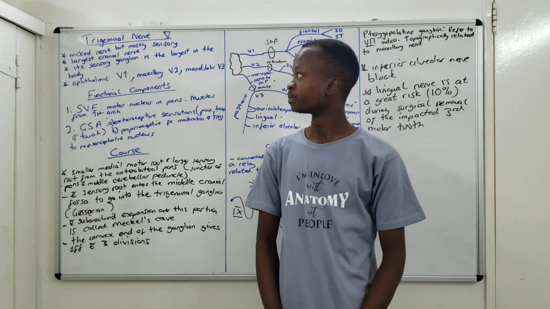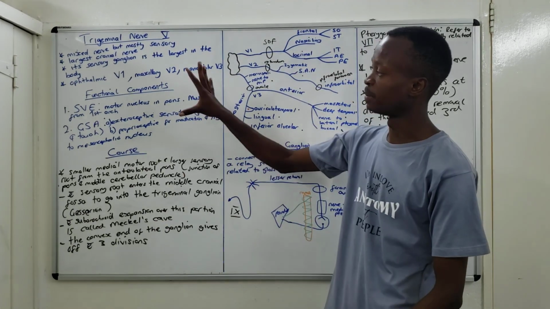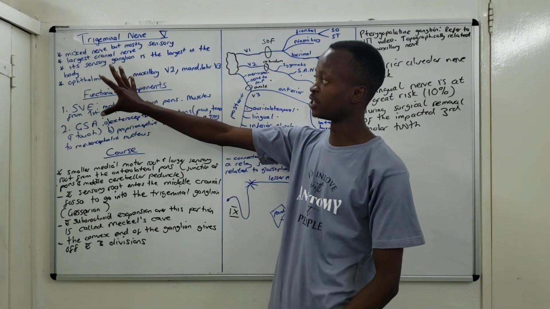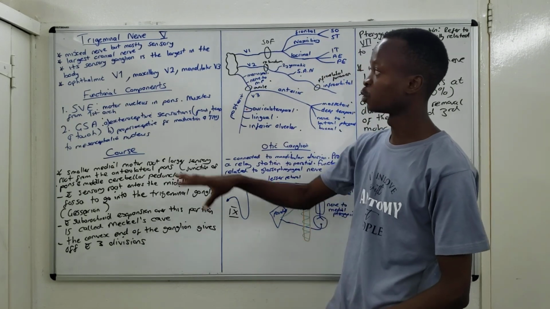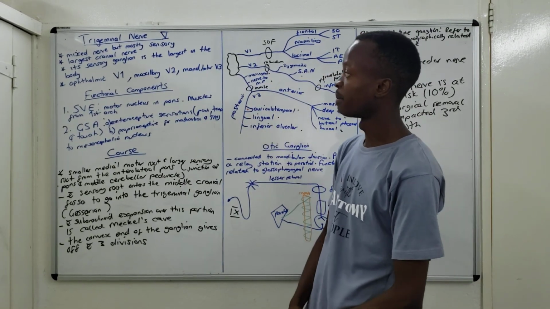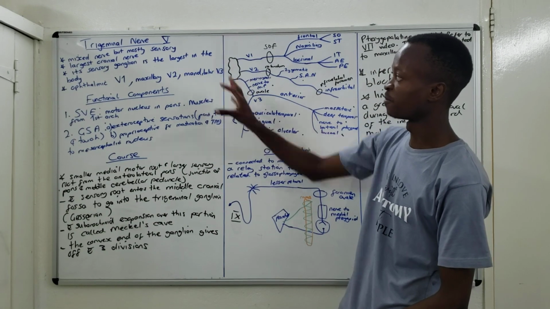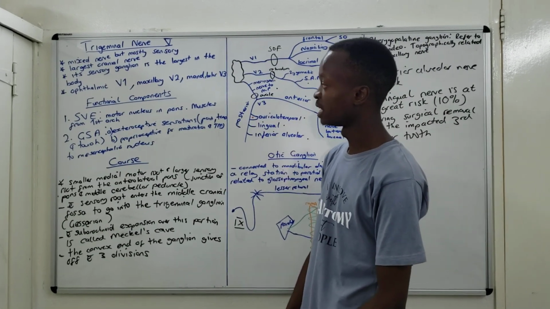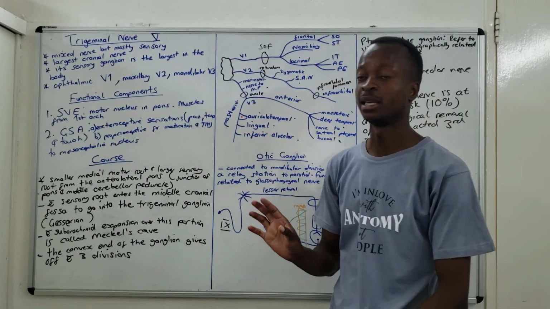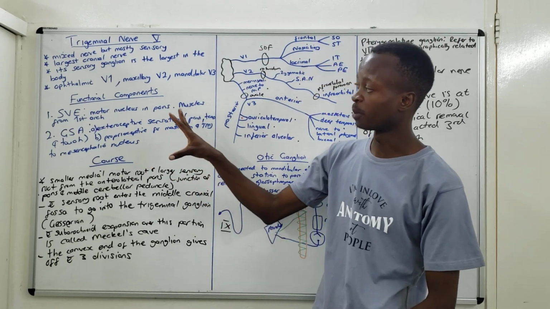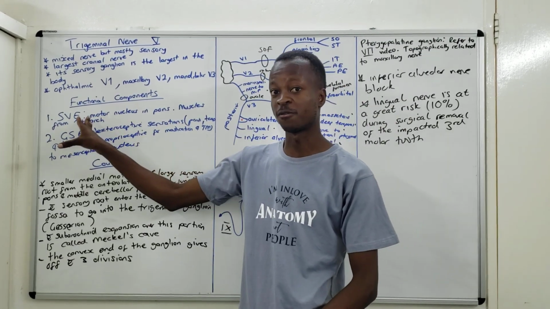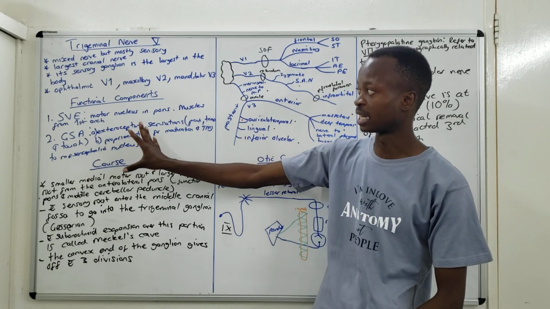Right? So your trigeminal nerve will have a V1 division, which is our ophthalmic division. Then it's also going to have a V2, which is our maxillary division. Then it's going to have a V3, which is your mandibular division. And functionally, it's going to have two components. There is the special visceral efferent, then we have the general somatic afferent.